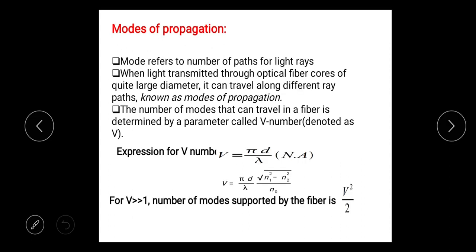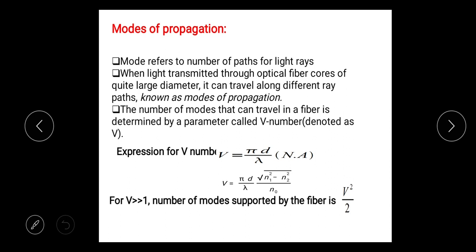Next concept is modes of propagation. Mode refers to the number of paths for light rays. If a light ray follows a single path, then it is called single mode. If a light ray follows multiple paths, then it is called multimode. So the mode in an optical fiber is determined by a parameter called the V number.